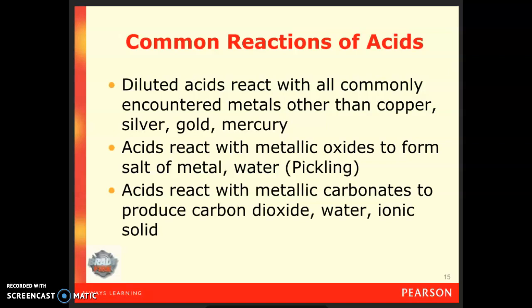We find metallic oxides often in dirt, in ores. And so if we want to extract metal from the ore, we need to react it with acid. And so the process causes the oxide to degrade, and we end up getting a metallic salt, which we can then plate out into the purified metal, and we get water. And the whole process there is something called pickling. We also know that acids can react with metallic carbonates, and when they do so, they will produce carbon dioxide, water, and ionic compounds.